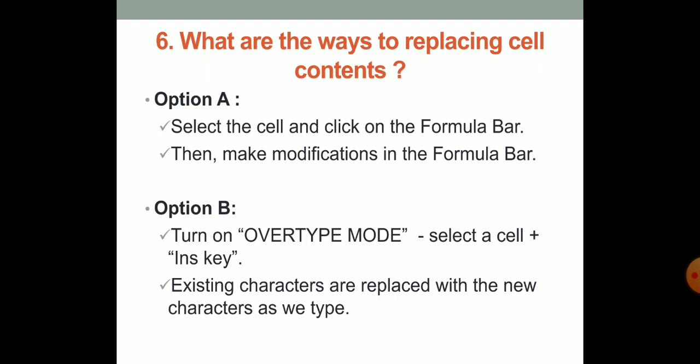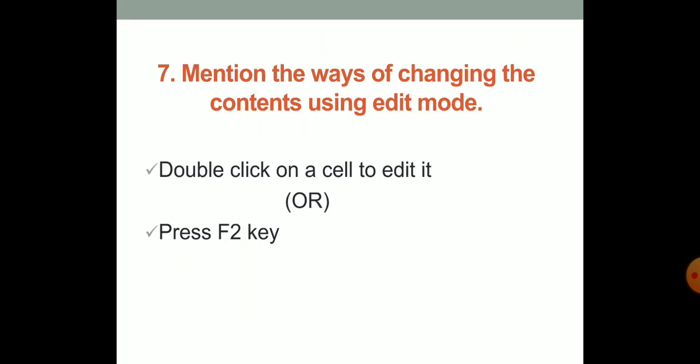Okay, now coming to the editing mode. How are we going to do the editing mode? First one, you double click on the cell to edit or you can press the F2 key. Either you double click or you can press the F2 key. So these are the two ways to change the contents using the edit mode.